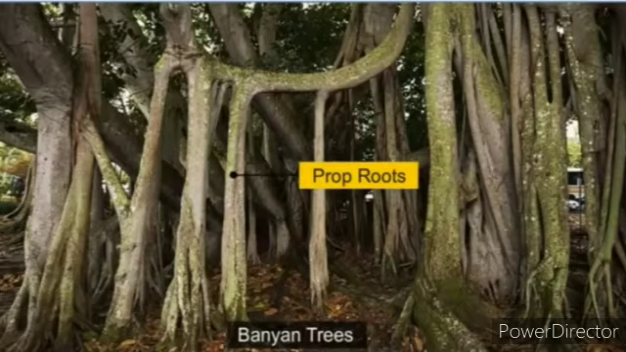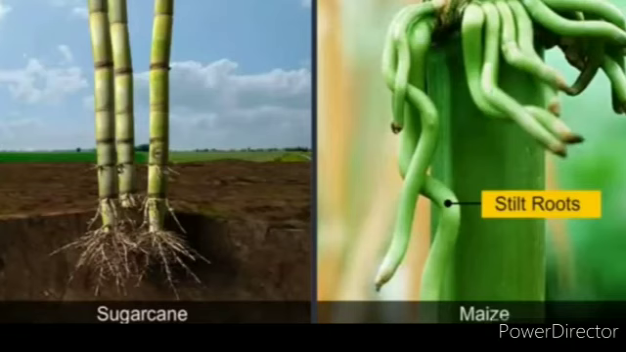Example, banyan tree. Then next, third point, the stilt root. Adventitious roots other than at the base develop from the basal node of the stem, providing support to the plant. Examples are maize and sugarcane. These all have the fibrous root system. So support is required from that node, where the branches would arise. You know that in maize and sugarcane there are no branches, there is only one stem.